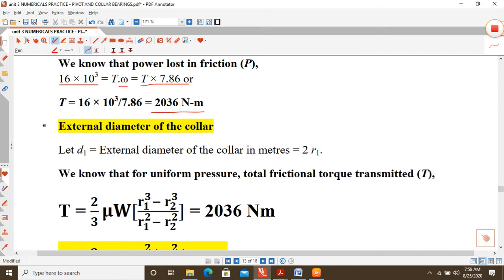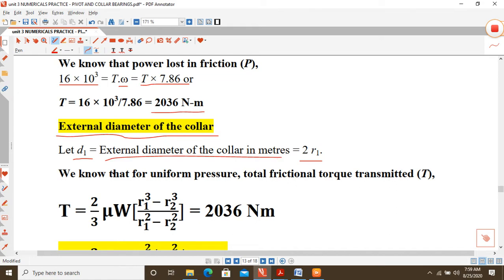Again, now come here. For the external diameter of the collar, let D1 be the external diameter of the collar in meters. So this D1 will be equal to 2R1, as our problem is related to, we have derived the formula in terms of radius.